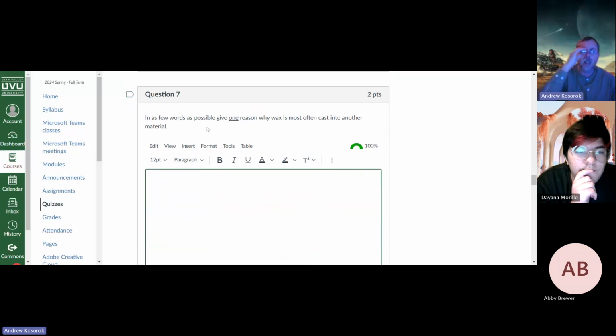One of the things you'll read about is lost wax casting, which is where somebody makes a wax sculpture, then encases it with a material that can be fired so that all the wax melts out and you have a hollow space inside, and then you pour metal in. And this question is, what's one reason why wax is most often used to cast another material?